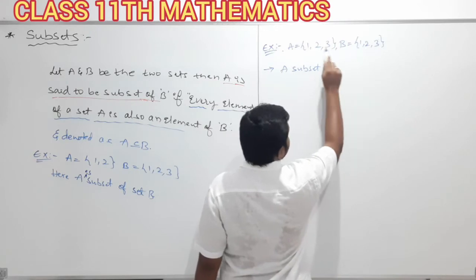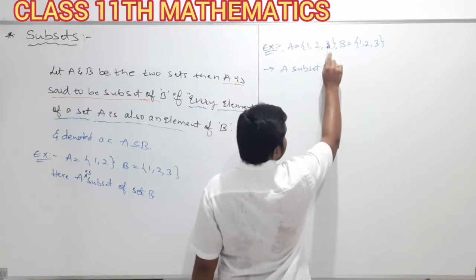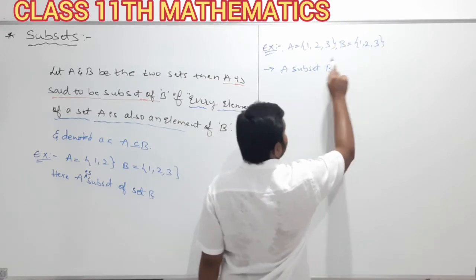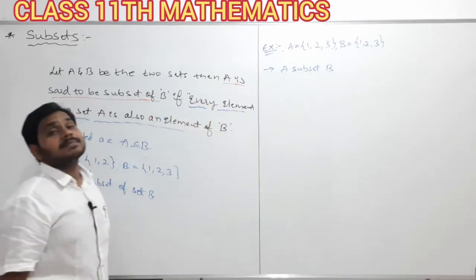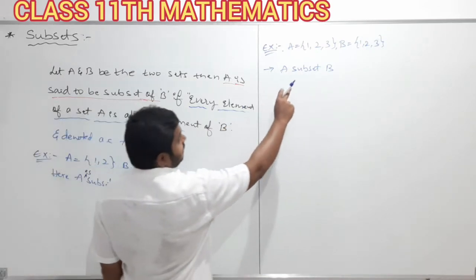1 is here, 1 is here, 2 is here, 2 is also contained in the set B. 3 is in this set A, the same element is also in the set B. So therefore A is a subset of B. Am I clear, my students? And therefore we can say here, A is a subset of B.